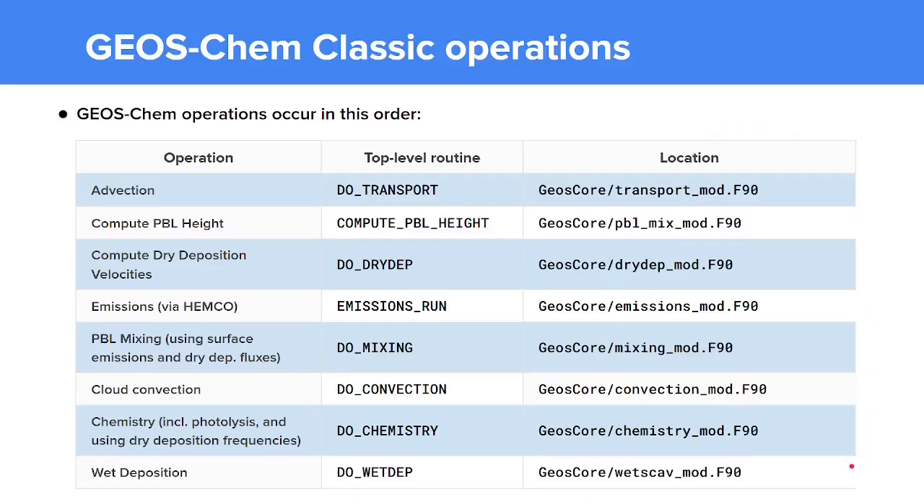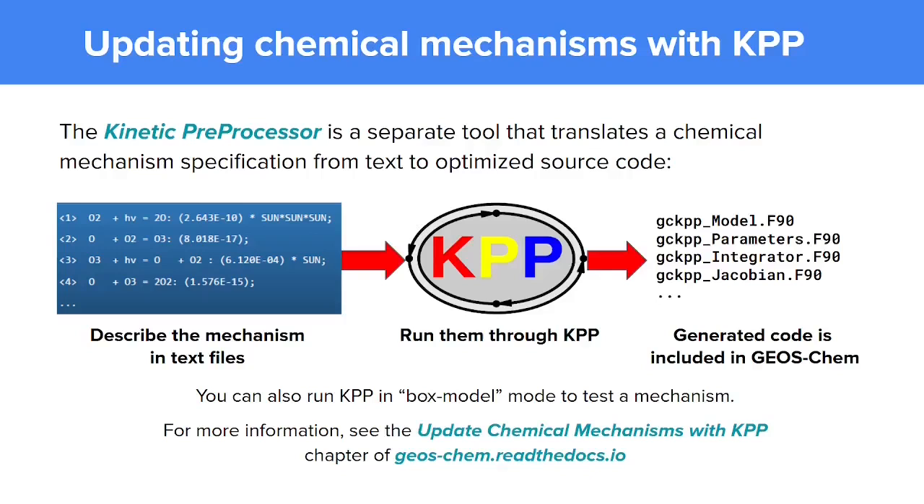And I won't go into the details, but if you're interested, go look at these routines and you can see how the code is laid out. One thing I do want to mention about KPP, because we mentioned that several of the GEOS-Chem simulations use code generated by it to implement the chemical mechanism. KPP is a separate package, the kinetic preprocessor. It's a separate tool that translates a chemical mechanism specification from text to optimized source code.